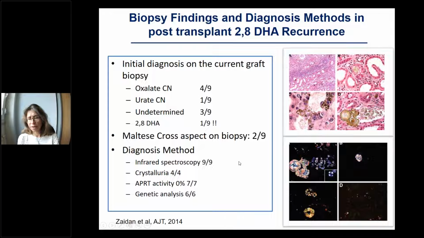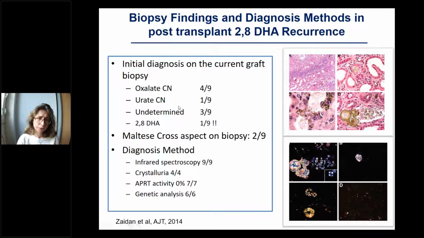Finally, the diagnosis was made by crystalluria in 4 patients. In all patients, infrared spectroscopy led to the diagnosis. APRT activity was measured in 7 patients, and it was null in all these patients, and 6 patients had genetic analysis. So the diagnosis could not have been made before kidney transplantation. So it's very important that transplant specialists are aware of this disease.